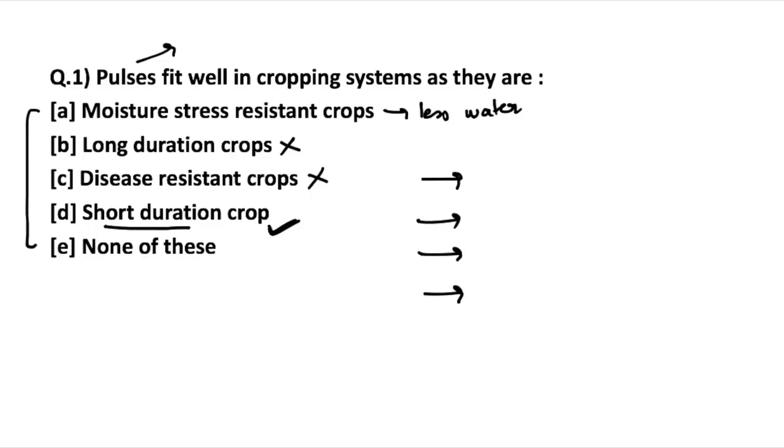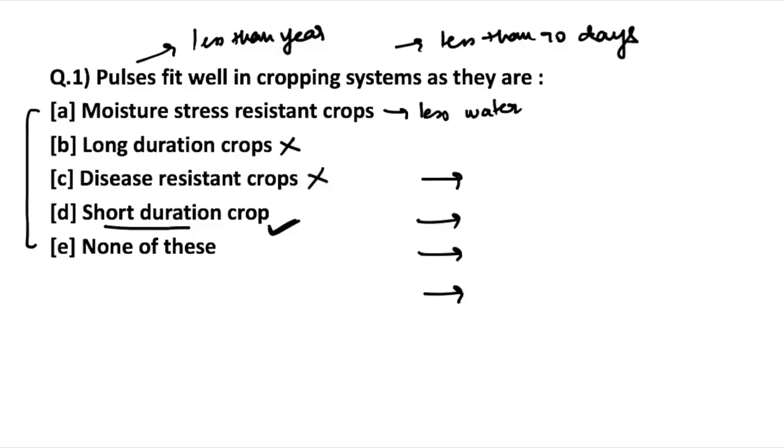So pulses are short duration crops. Now what are short duration crops? Basically we consider those crops which can grow in less than a year as short duration crops. And when we talk about pulses, they can in fact be grown in less than 90 days. Therefore, super short duration crops we could say.